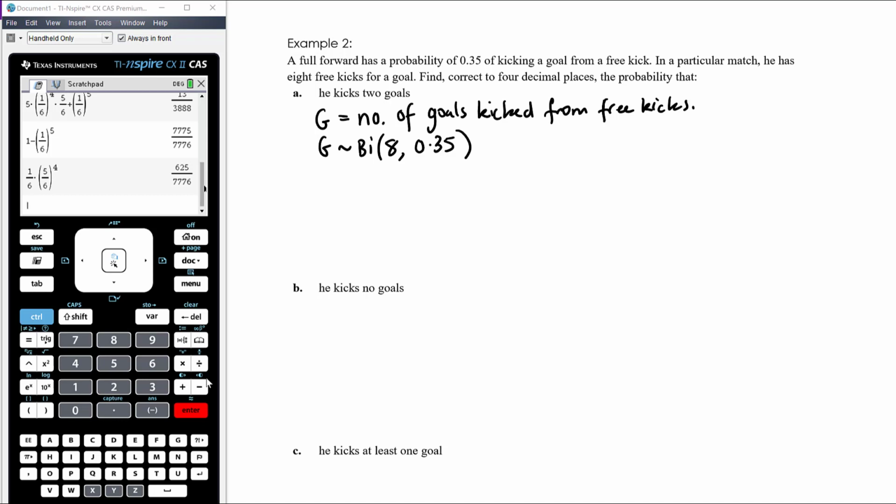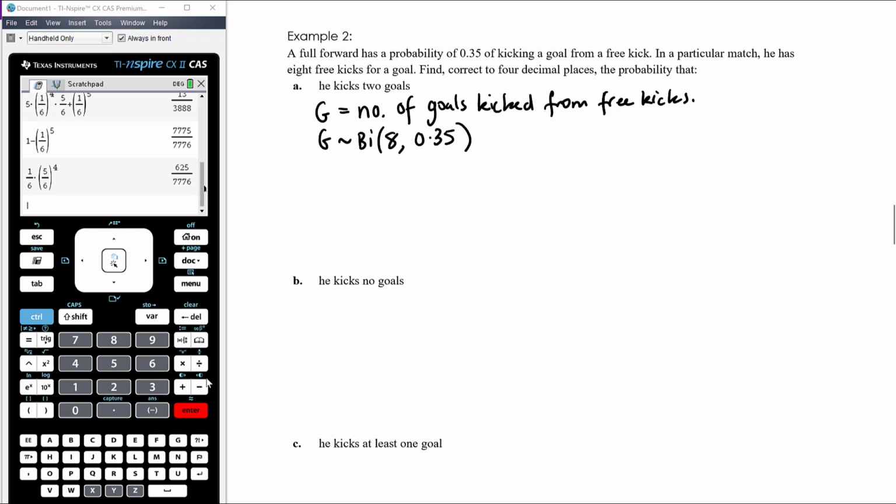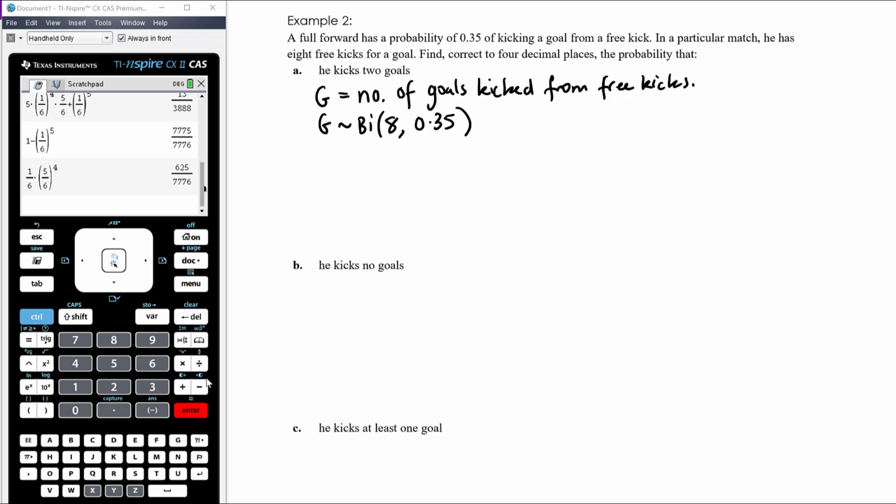You would find, for example, in an exam or a test, something like this would be worth 2 marks here, and then it might be 1 mark for the rest of them, because we're going to do the setup in part A, but we don't need to repeat it again in parts B and C. Okay, so part A, we want the probability that he kicks 2 goals. So probability that in this case G, the number of goals kicked from free kicks, is 2.